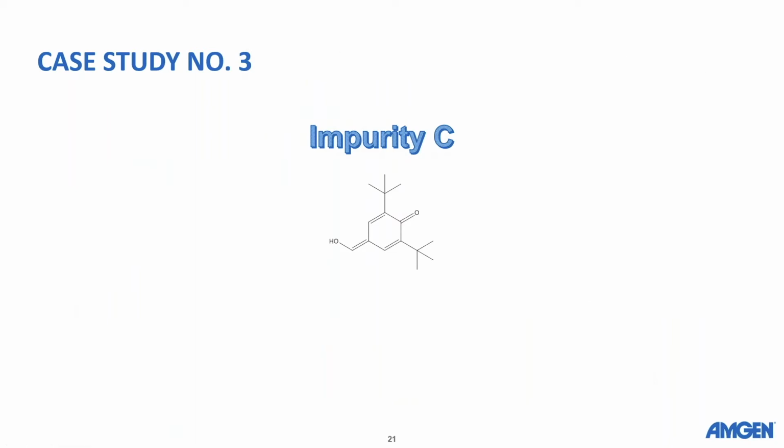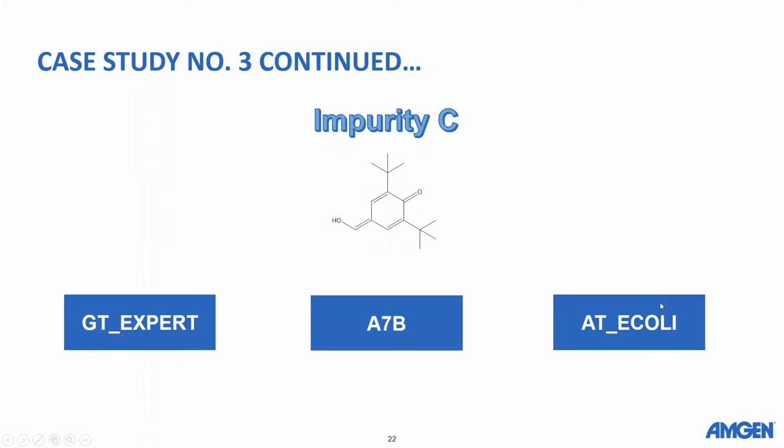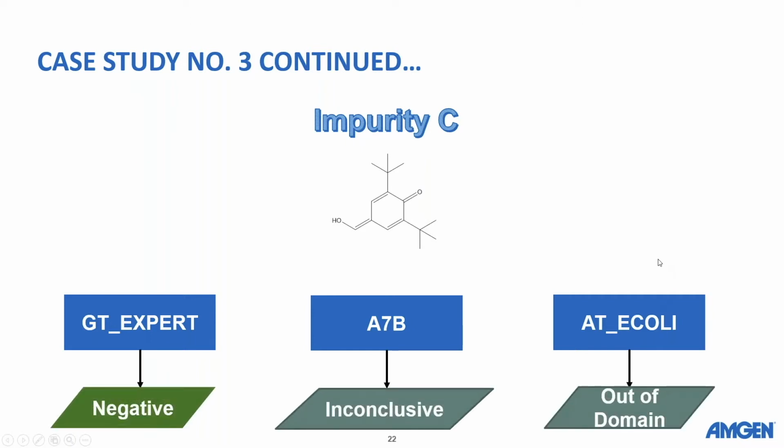Next, I will review impurity C. And you can see impurity C is not too different from impurity B. So you'll see some similarities here. Impurity C was also tested in the same models, Expert, A7B and AT E. coli. Results here, however, had an inconclusive for A7B, again, similar to impurity B, but this also had an out of domain in the AT E. coli model.